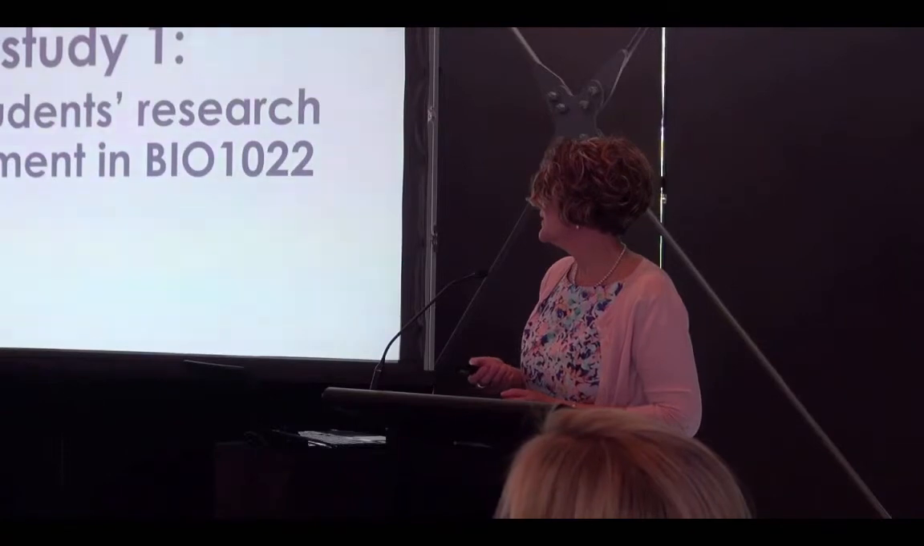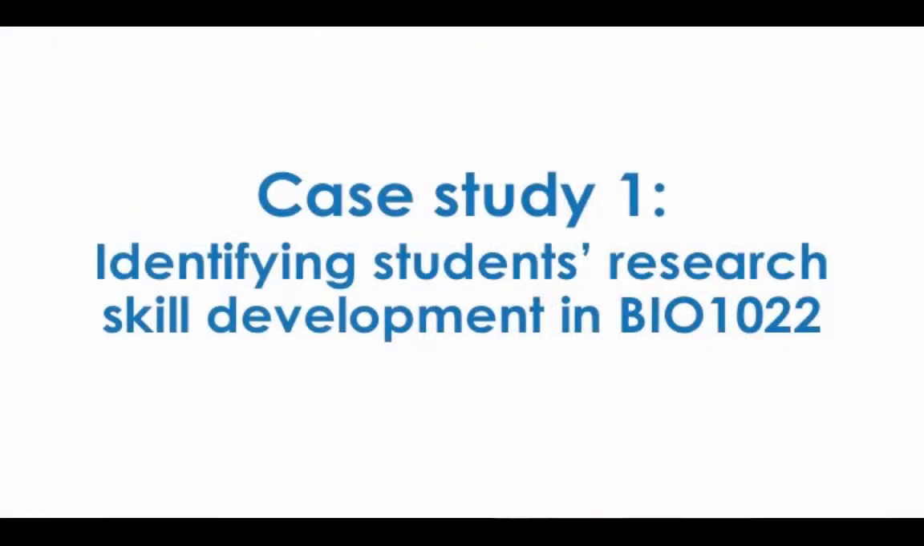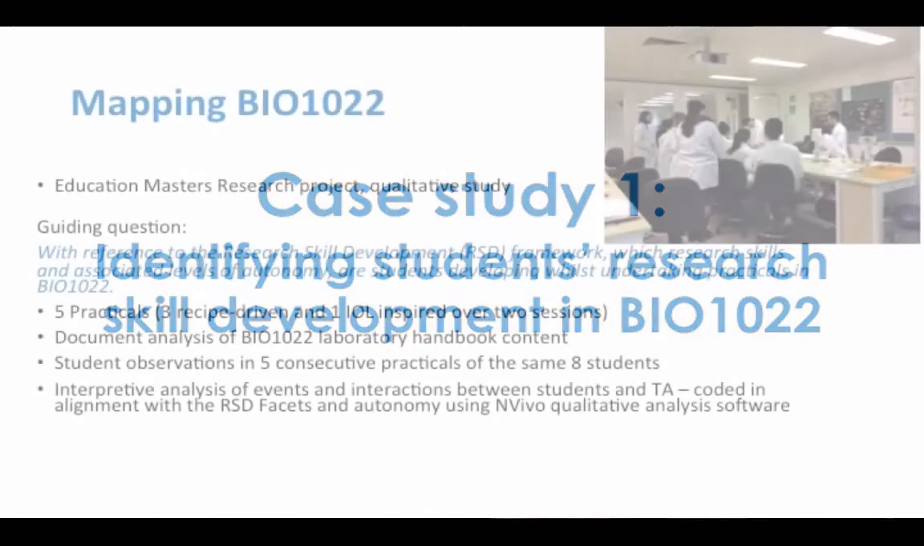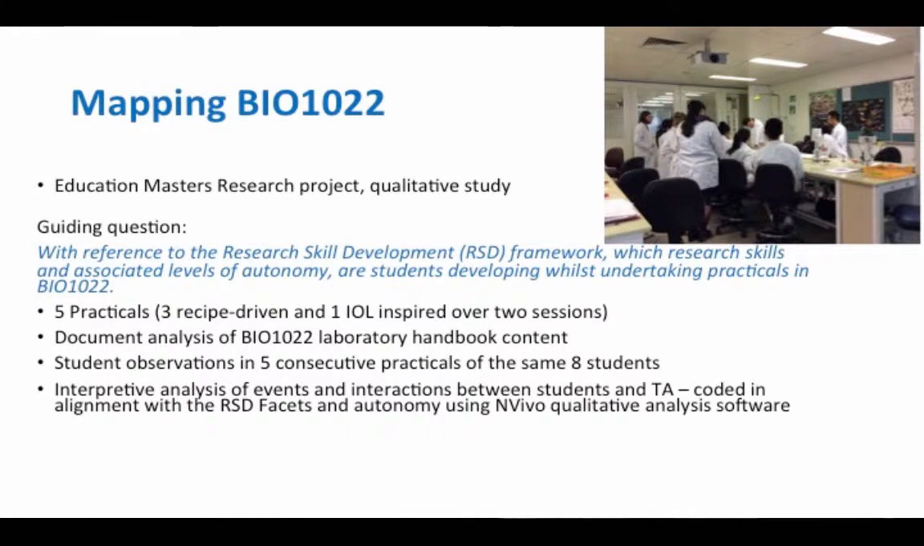So case study 1, that was identifying students' research skills in Bio 1022. As I mentioned, it was a Master of Education, a qualitative study, and my guiding question was, with reference to the RSD, which research skills and associated levels of autonomy are students developing whilst undertaking practicals in Bio 1022? So just a little bit of background.